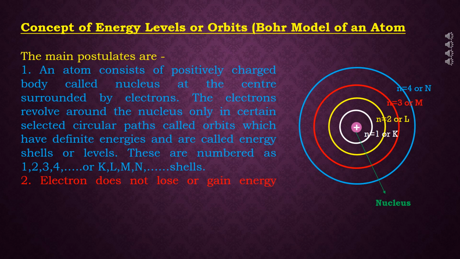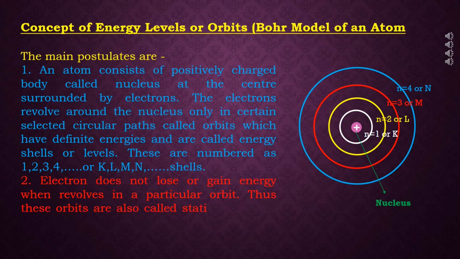Second postulate is electron does not lose or gain energy when revolves in a particular orbit. Thus, these orbits are also called stationary orbits or stationary states. The term stationary does not mean that electron is stationary, but it means that the energy of electron does not change with time.